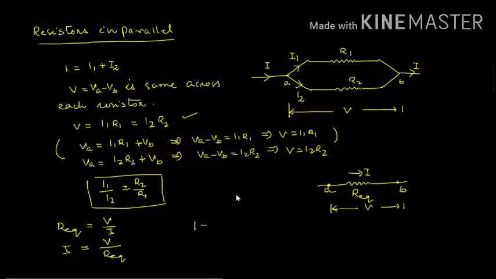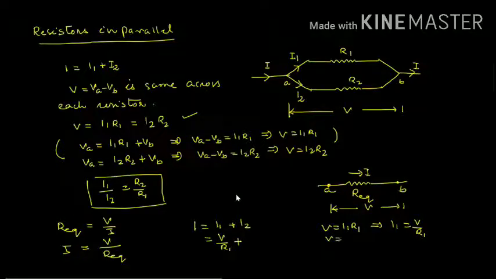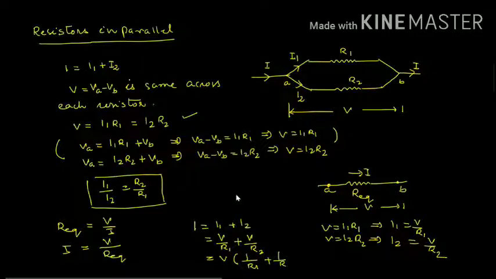Here I is equal to I1 plus I2. So this can be written as I1 equal to V by R1, from the formula V equal to I1 R1. This implies I1 equal to V by R1. Plus similarly V equal to I2 R2, or I2 is equal to V by R2. So I is equal to V into 1 by R1 plus 1 by R2.